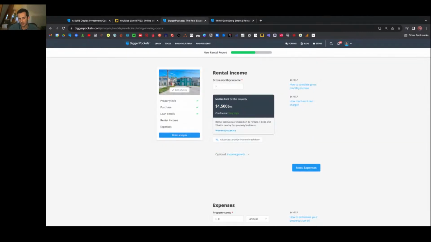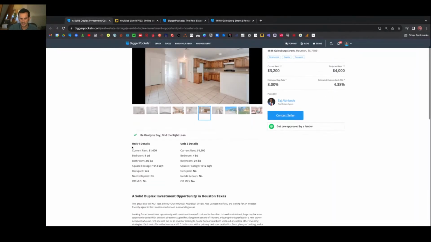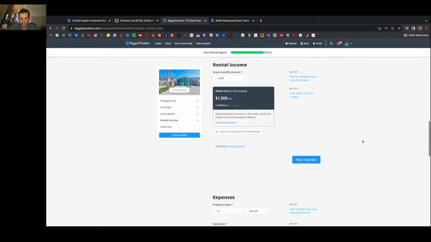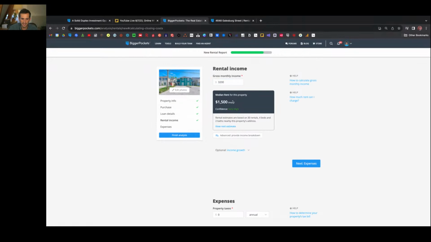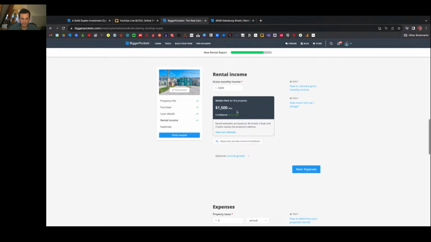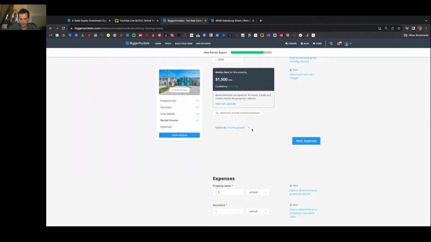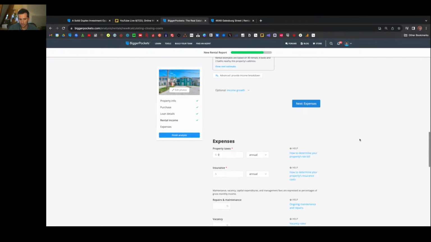So for this one, it says $1,500, but remember, this property is actually rented out right now. So current rent is $1,600. So I'm going to put in 3,200 because that's 1,600 times 2. It actually shows that the rent estimate from BiggerPockets was pretty close, 1,500 versus 1,600. And we can move on. So next, let's go on to expenses.